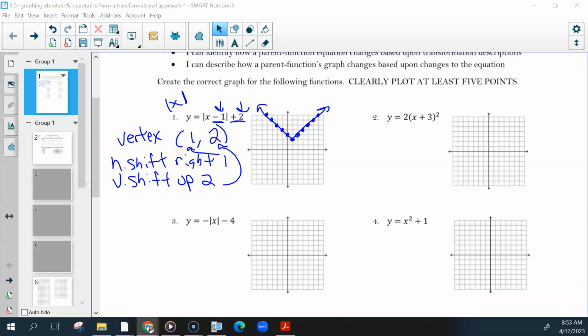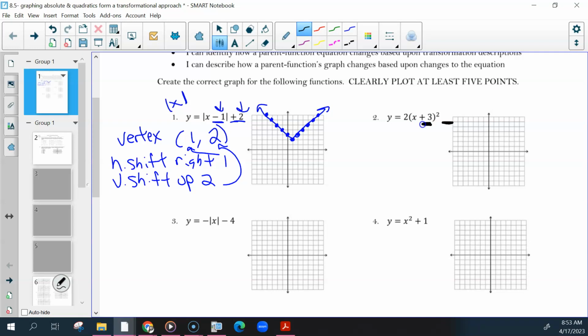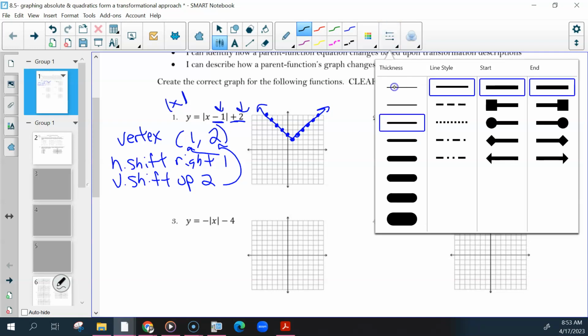Great. Let's move on to number 2. So again, start with your vertex. Look at the number inside, look at the number outside. What would that vertex be?